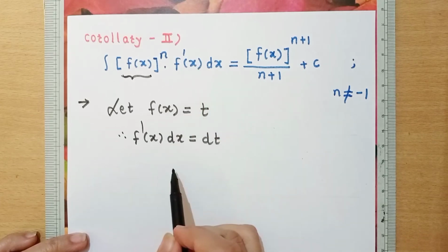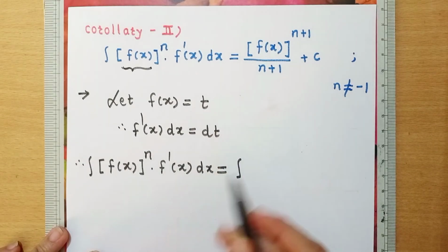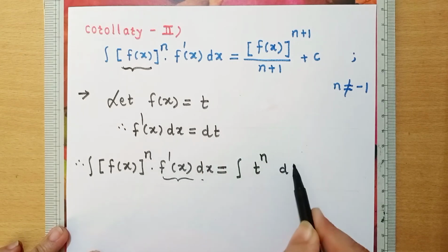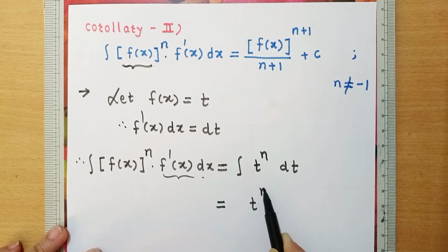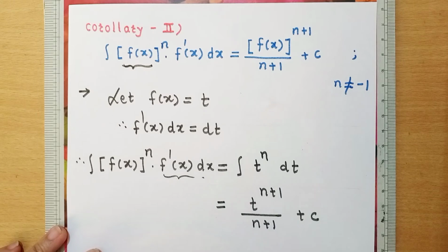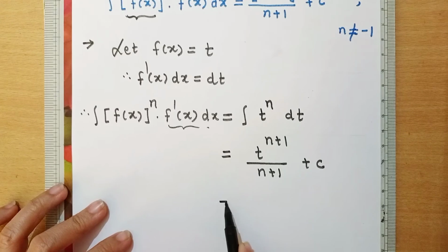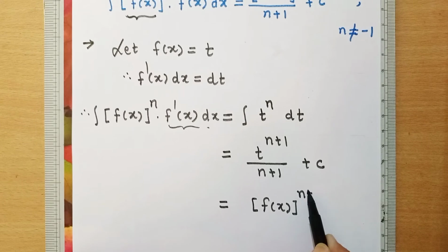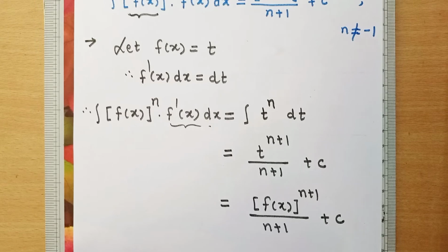So now take LHS here and substitute these values. Now here f x equal to t, and f dash x dx means dt, and we can now use the x raised to n formula. Its answer is t raised to n plus 1 upon n plus 1 plus c, and again in the last answer we will substitute t. t means f of x. So the final answer is f of x raised to n plus 1 upon n plus 1 plus c. This is the proof.